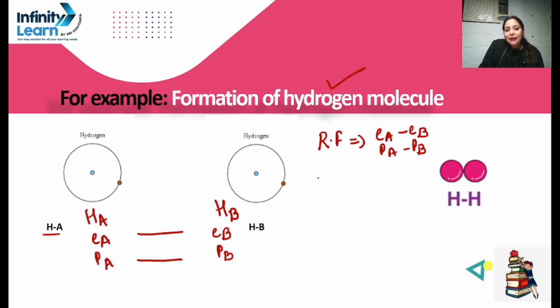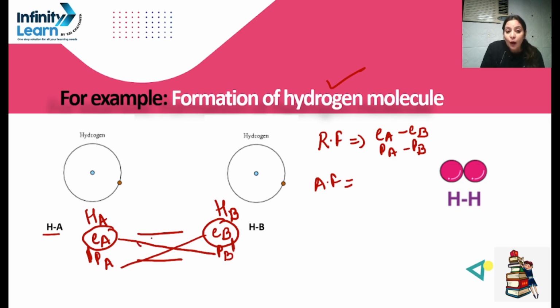Now let's see and count the attractive forces. When they approach, this electron will be attracted by the proton of the other hydrogen atom. In the same way, this electron of B will be attracted by the proton of A. And there is also an attractive force between the electron and proton of the same atom. So how many attractive forces? 1, 2, 3 and 4. So you get to see 4 attractive forces. And how many repulsive forces? Just 2.